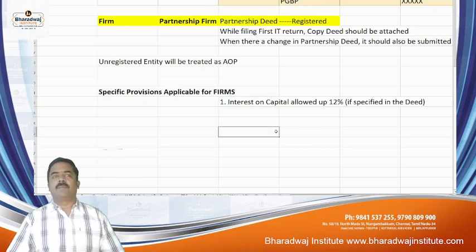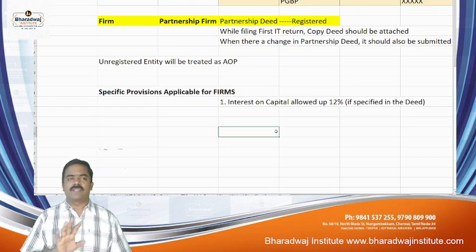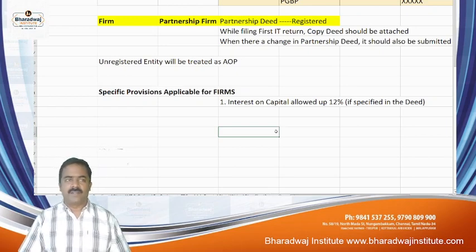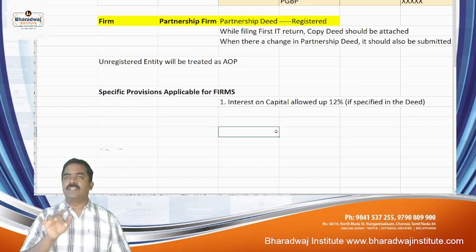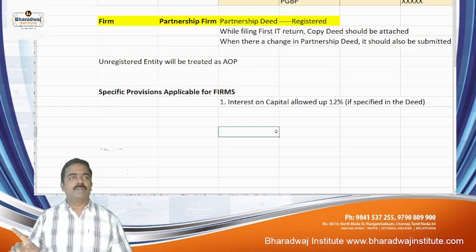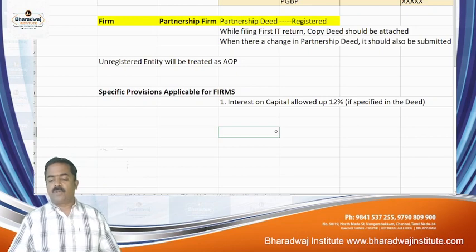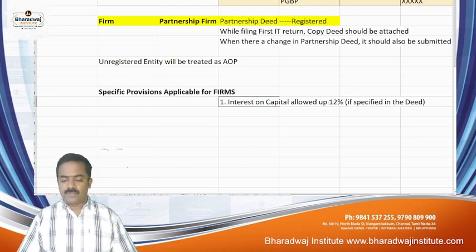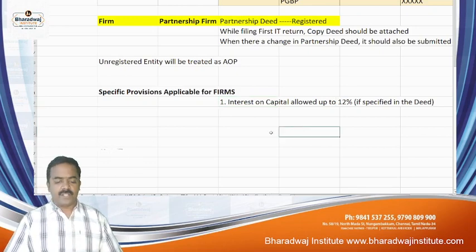For example, in the partnership deed, nothing is specified. What you will do? Partnership deed is silent with respect to payment of interest on capital. Will it be allowed or disallowed? Disallowed. Partnership deed allows only 6% interest. Then you can claim only what? 6% interest. Partnership deed allows 18% interest on capital. Now income tax law says maximum how much is allowed? 12%. So interest on capital is allowed up to what? That's why the word up to is used. Up to how much percentage? 12% if it is specified in the partnership deed.